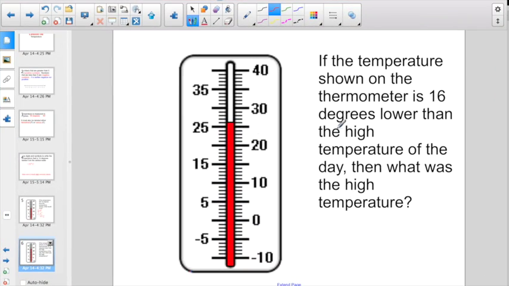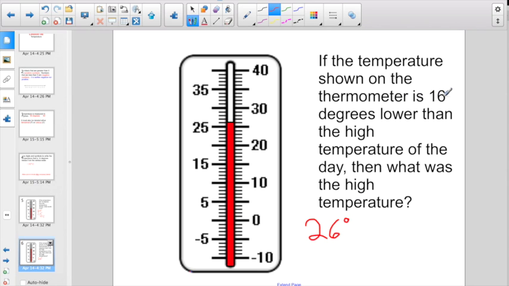So let's try one like this. If the temperature shown on the thermometer is 16 degrees lower than the high temperature of the day, then what was the high temperature? Well, let's take a look. Here is 25 degrees, here's 30 degrees, and there's 5 extra lines, so each little line here is worth 1 degree. If this is 25 degrees, here's 26, 27, 28, 29, and 30. So the temperature right now is 26 degrees.